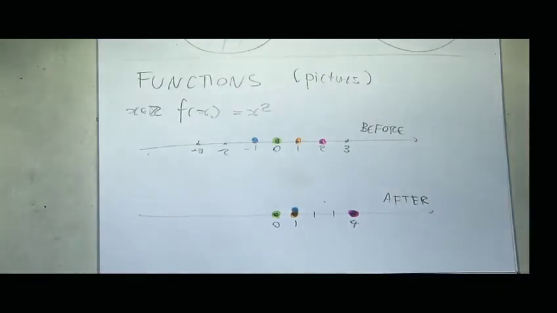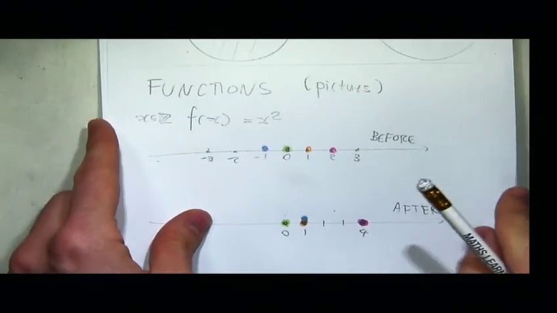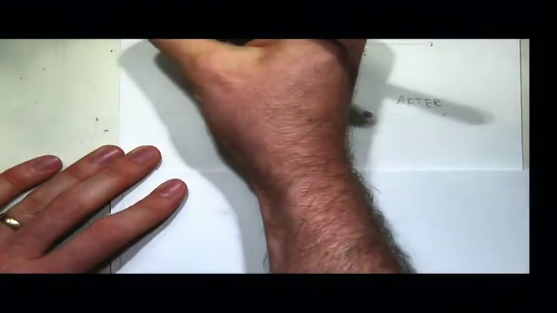This is going to make sense of the contraction mapping theorem. Okay, so each point before moves to a new location after when I apply the function to it. So you can do this as well in other places. So that's just an example.